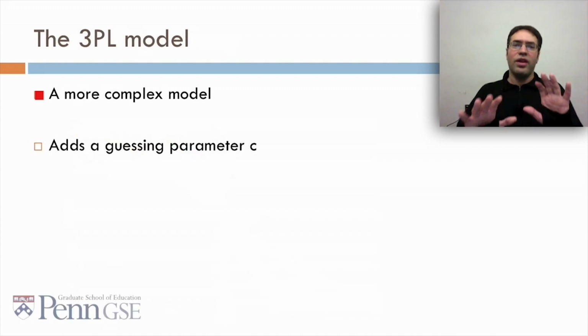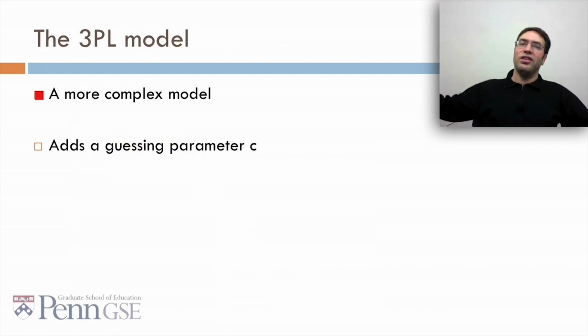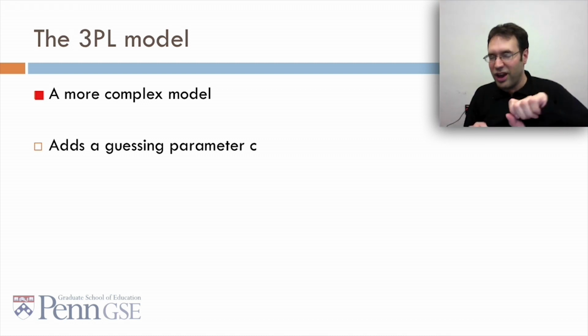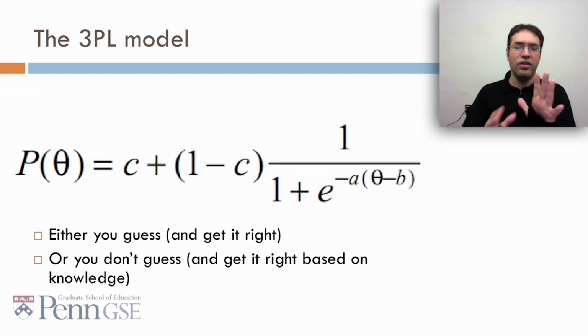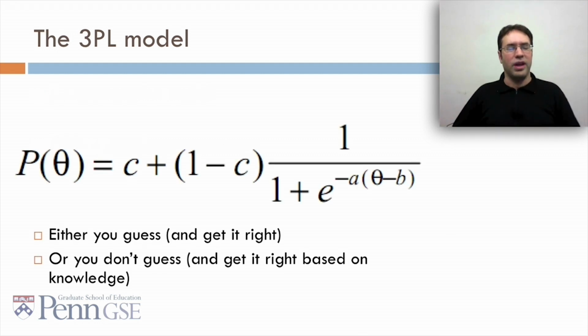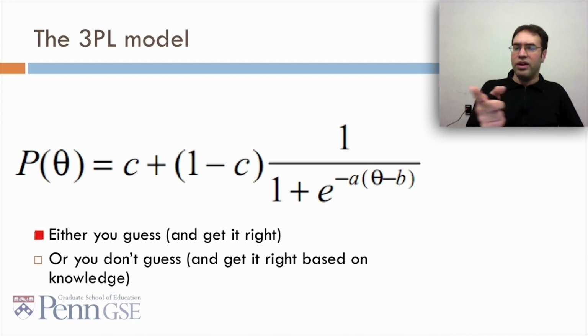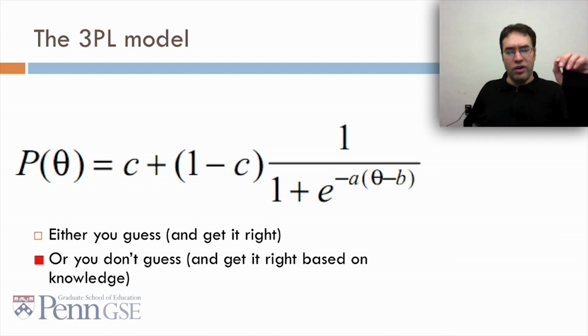Finally, not finally, because there's tons of stuff in IRT, it's a huge area, but finally for today, there's the 3PL model, which is a more complex model, which adds a guessing parameter, C. And this might look familiar if you remember BKT. The probability you get things right is the probability you guess it, plus the probability you didn't guess it, times the probability you knew it. So either you guess and you just get it right, or you don't guess, and then you get it right based on knowledge.